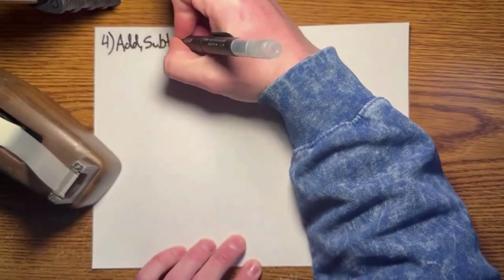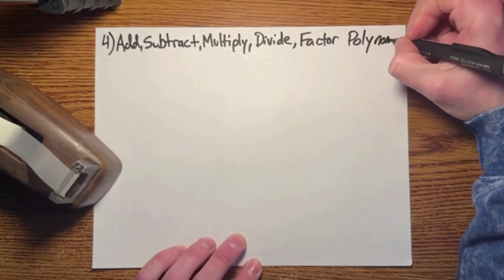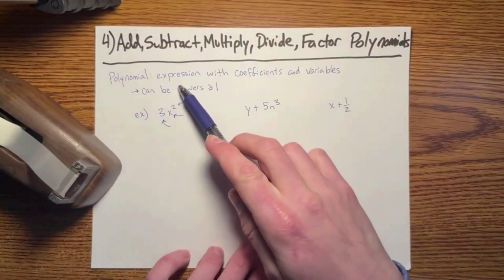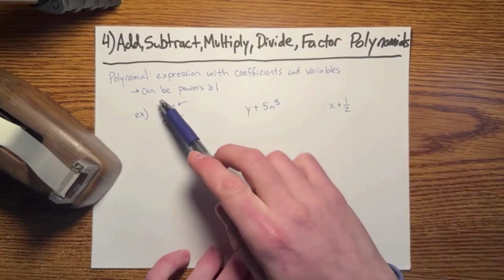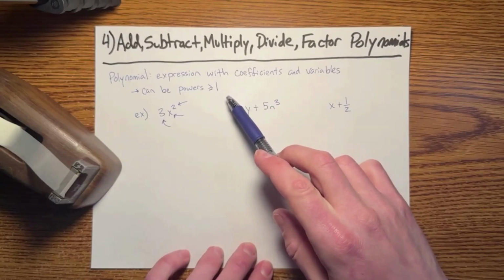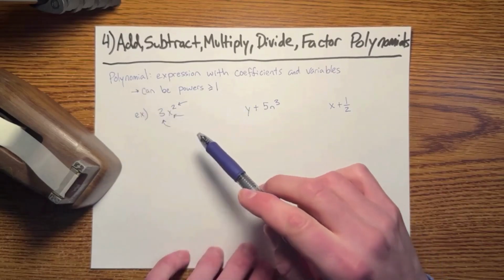Number 4, add, subtract, multiply, divide, and factor polynomials. First off, a polynomial is any expression with coefficients and variables, and the powers can be greater than 1 as compared to the linear expressions. In fact, a linear expression is just a type of polynomial expression.